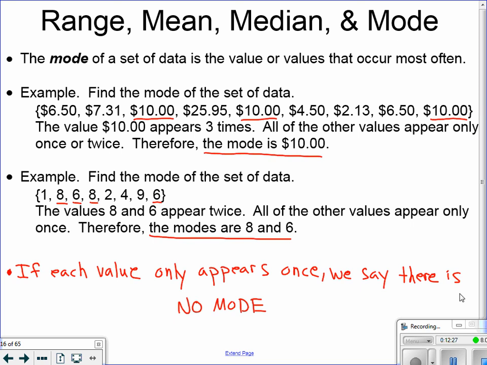Now, the other thing I added on here that can happen is if each value only appears once, we would just say there's no mode. And the reason for that is you can't list every value in the set as the mode, because they'd each be there one time and that would be the most. Well, we can't have them all be the mode, so we would just say no mode. Again, that's if each value only appears once, we're just going to say there's no mode. All right, and then just remember, for mode, you can have more than one mode.